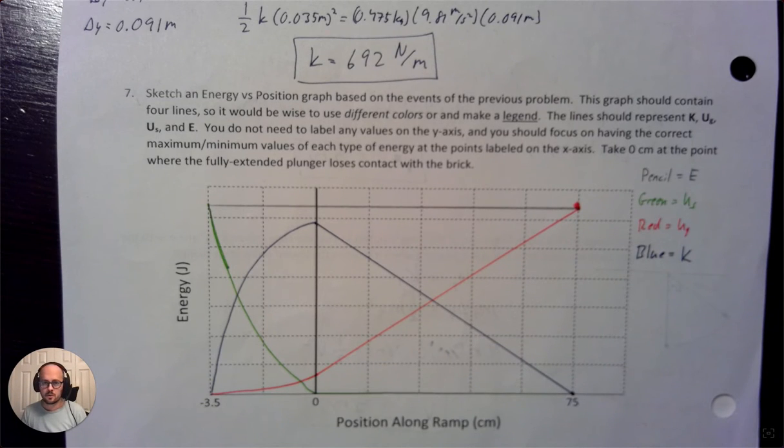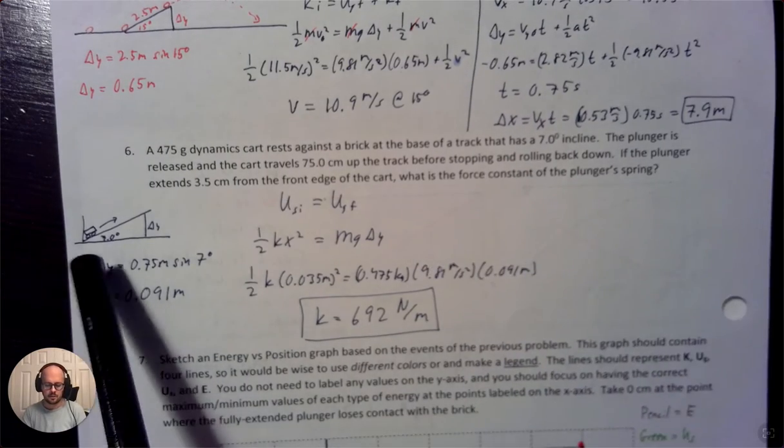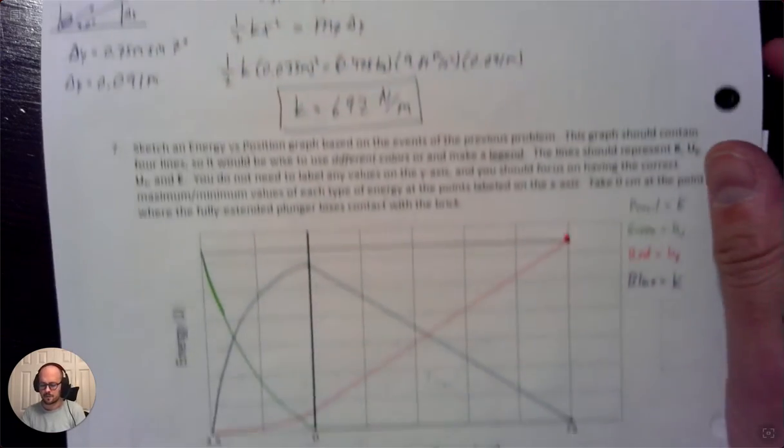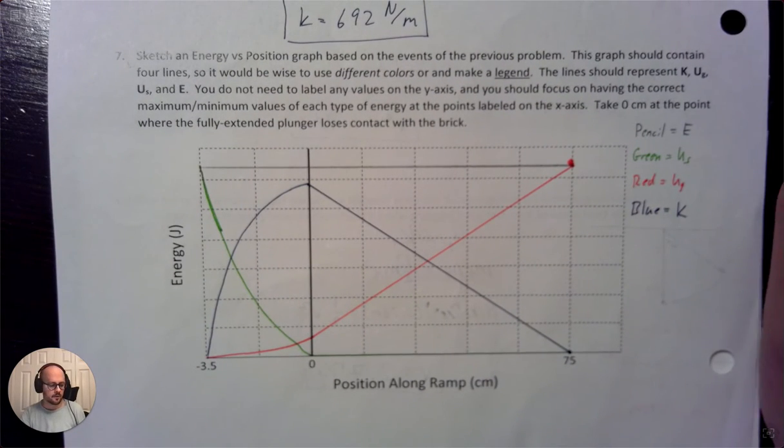Hey folks, I wanted to leave you with an explanation of question number 7 on the conservation of energy problem set. This is the graph. This is a graph that I had you do based on this problem about the cart getting plungered up the ramp. And I go over this one specifically because it's very hard to get every aspect of this graph correct. And so I just wanted to talk about it. And you can always send me questions.